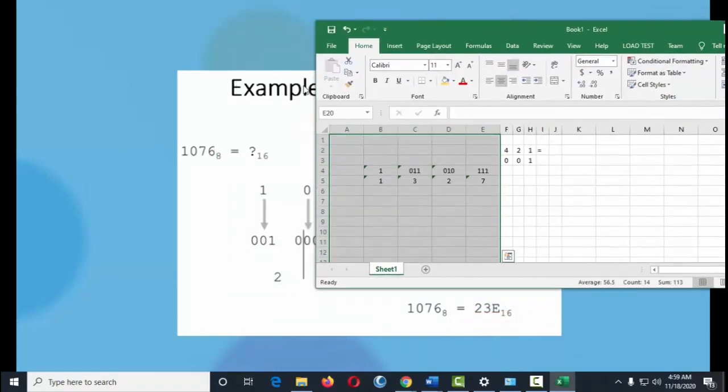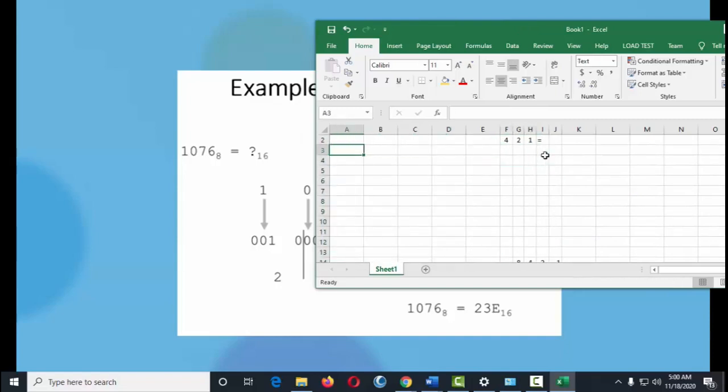So let me just remove this also. So 1, 0, 7, and 6. You have to convert this to binary first. This is octal, remember. Octal, you convert it first to binary. So 6 is 4 plus 2. So 1, 1, 0. For 7, this is going to be 1, 1, 1.